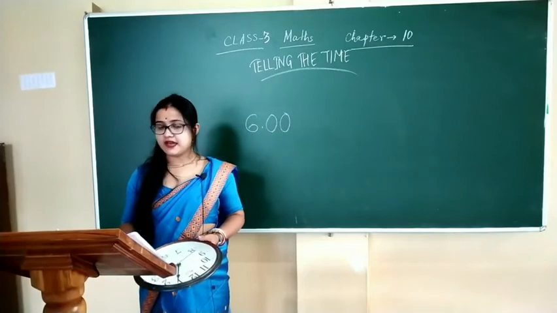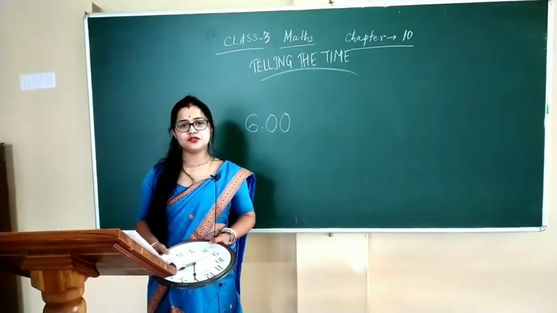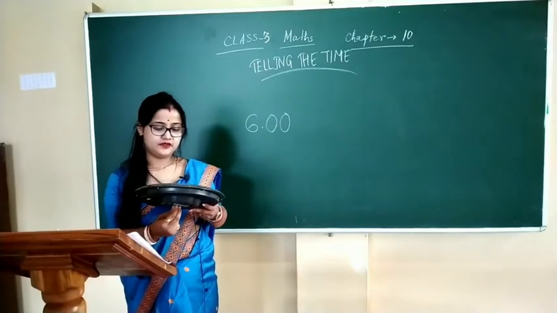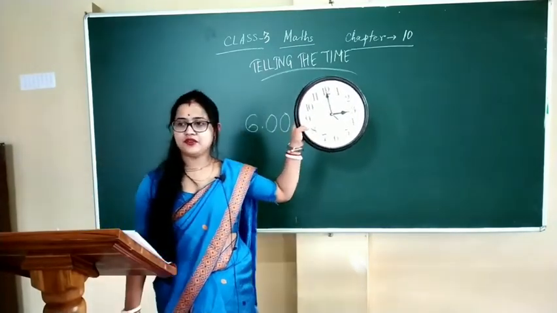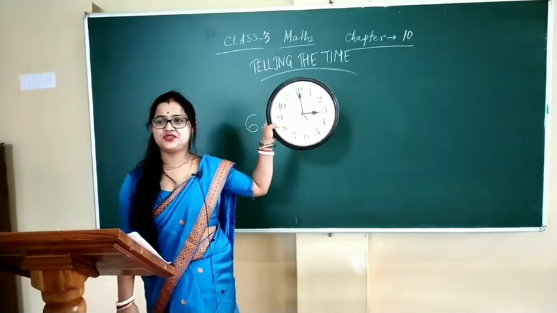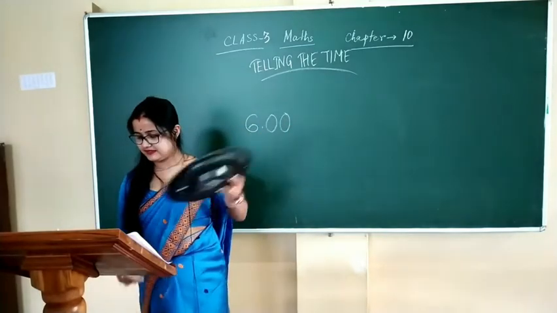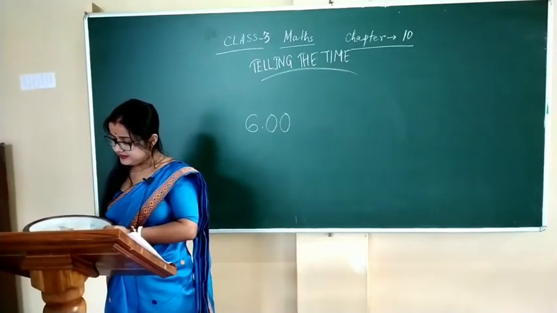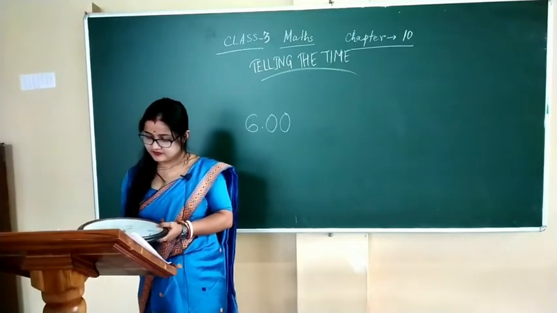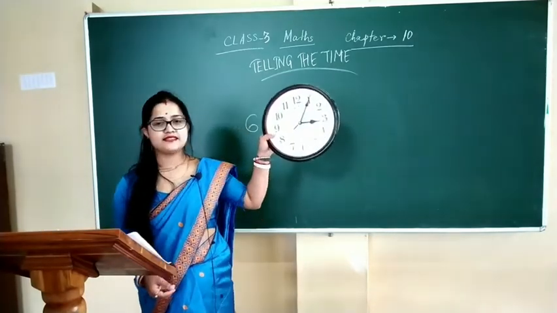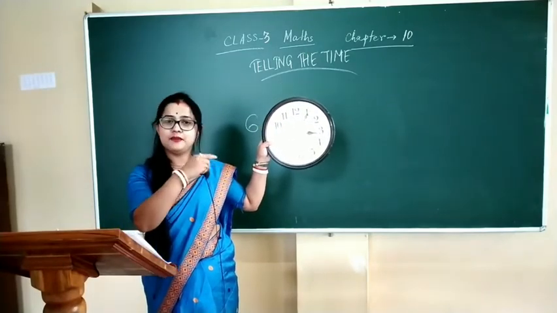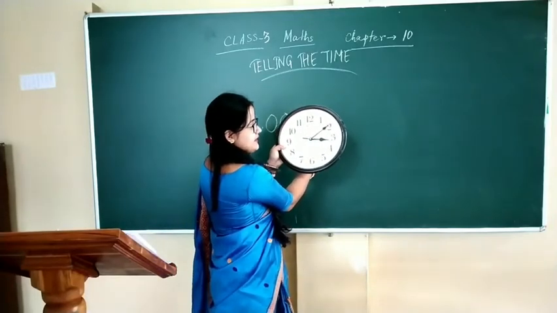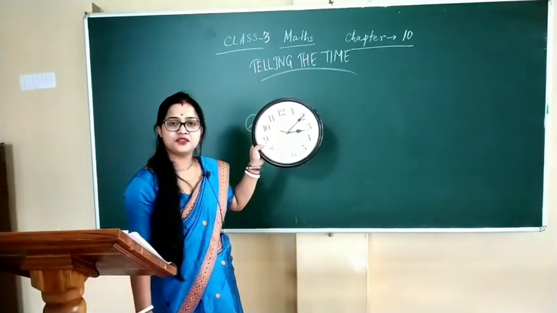Now see, telling time to the nearest 5 minutes. Suppose, what is the time now? Can anyone say? This is 3 o'clock, isn't it? Now, when I change the minute hand, what is the time now? 5 minutes past 3. Clear? And if I change it here, then 10 minutes past 3.